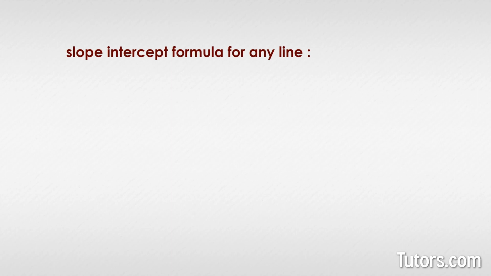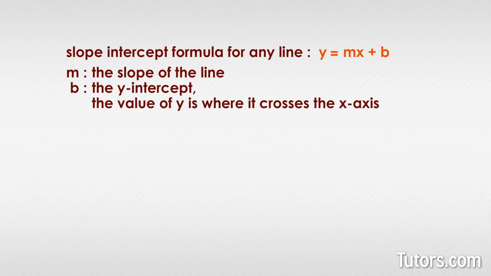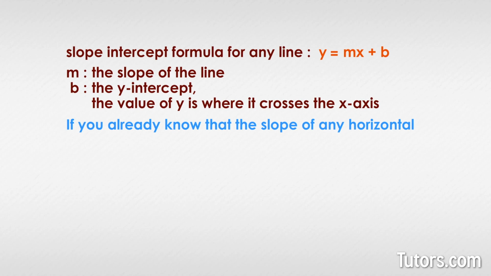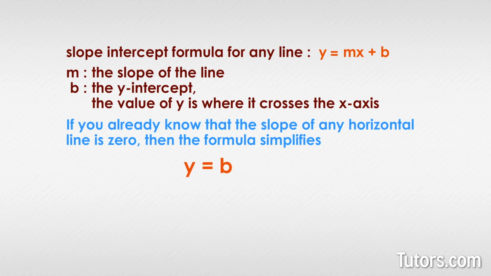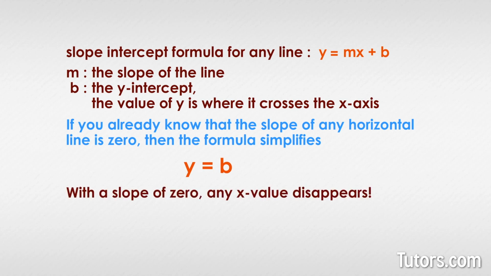Now you may recall that the slope-intercept formula for any line is y equals mx plus b. The m is the slope of the line, and b is the y-intercept. The y-intercept is where the line crosses the y-axis. If you already know that the slope of any horizontal line is 0, then the formula simplifies to y equals 0 times x plus b, which equals b. This is true because with a slope of 0, any x value disappears. The y-intercept is the y value.